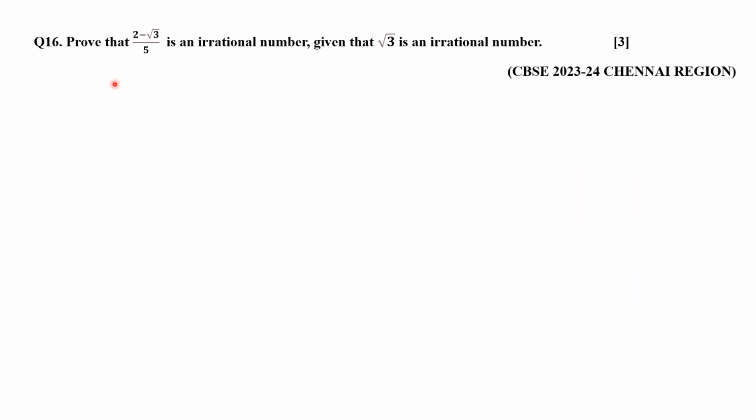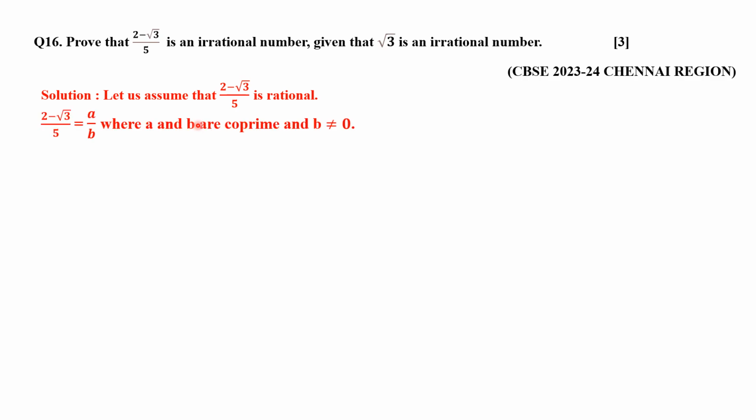Now question number 16. Prove that 2 minus root 3 by 5 is an irrational number, given that root 3 is an irrational number. So again I have to solve it using contradiction. So I'm going to assume that 2 minus root 3 by 5 is a rational number. And if it is a rational number, then I can write it in the form of P by Q, where P and Q are co-prime numbers and Q should not be equal to 0. So I have assumed it as A by B, where A and B are co-prime and B is not equal to 0. Now first what I am going to do, I will be transposing 5 to the other side.